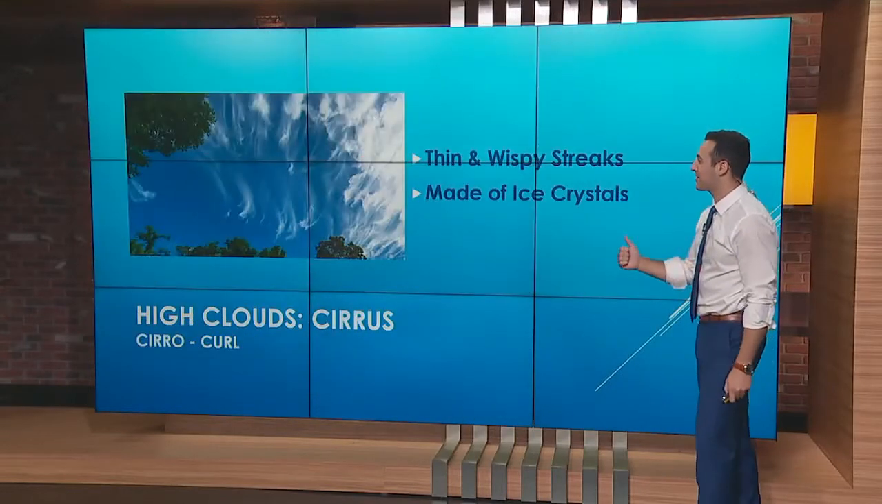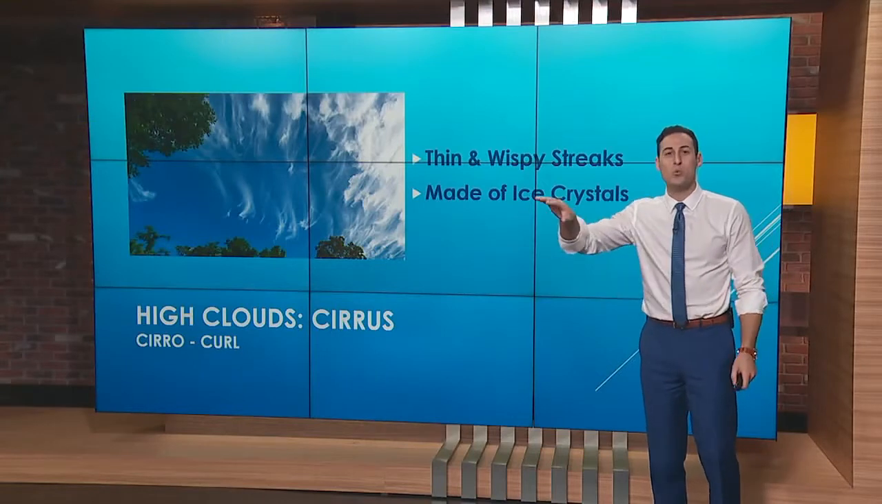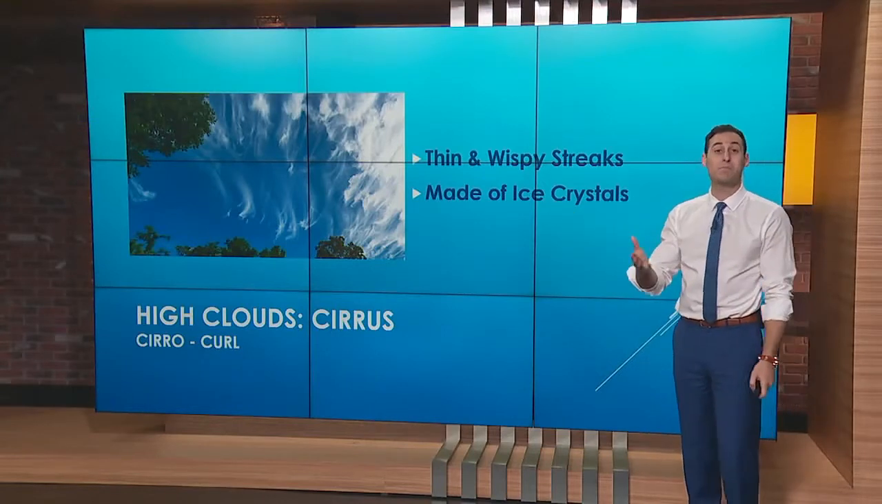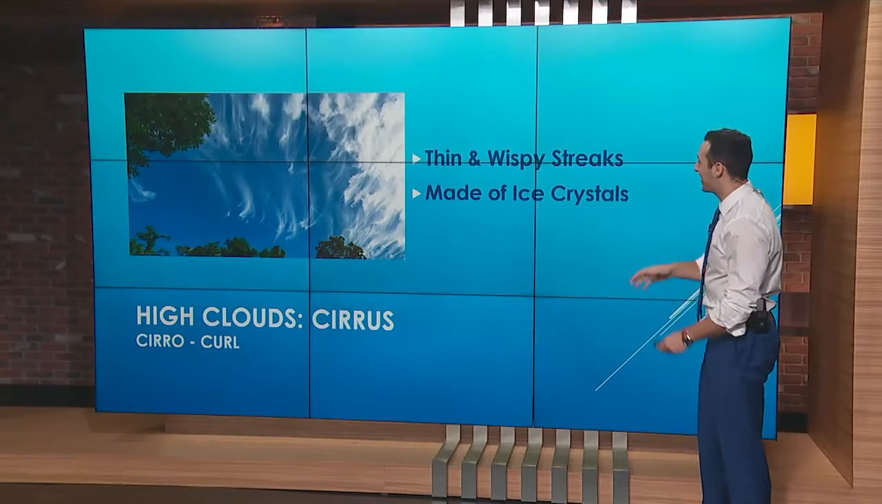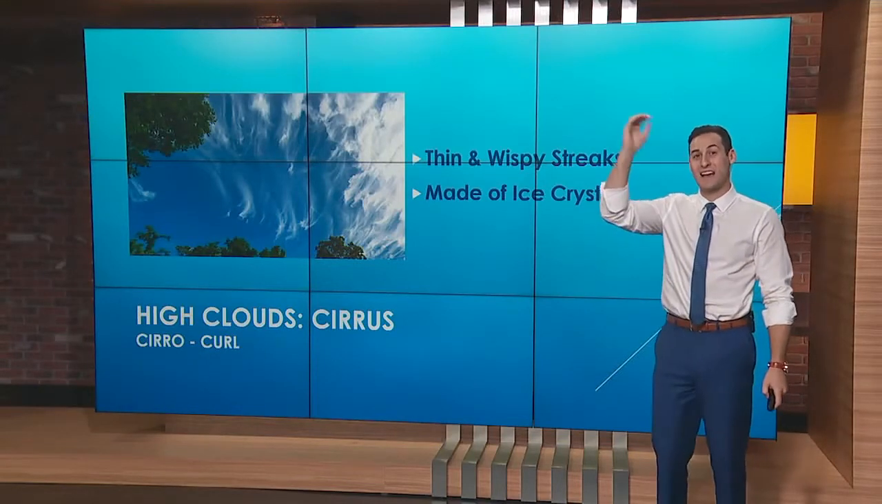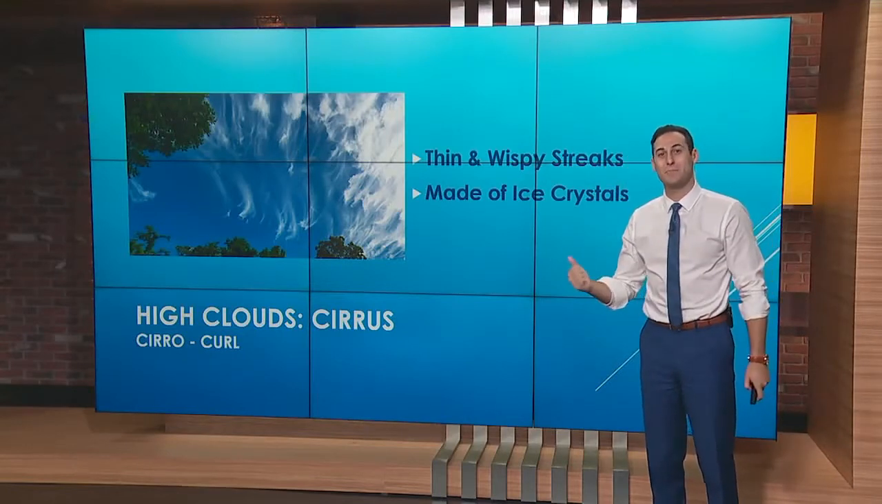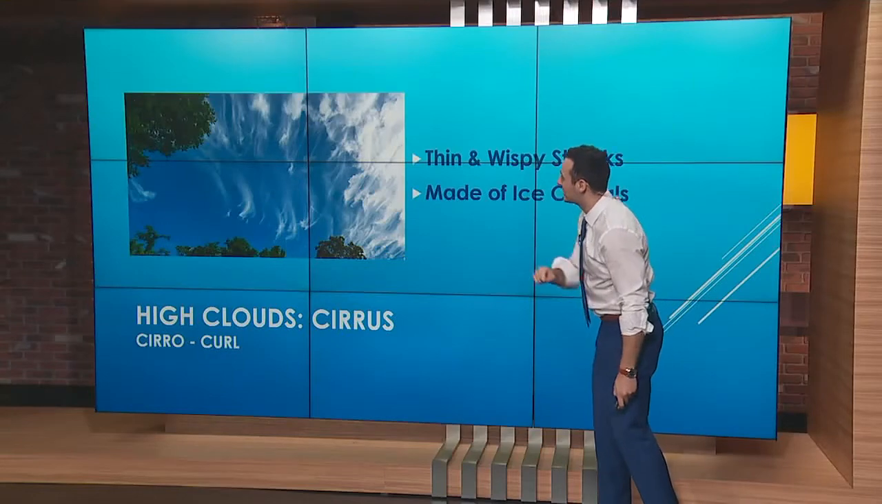The first one we're talking about is cirrus clouds. These are really easy to identify in the sky. They're the thin, wispy streaks, some called mare's tails. They look like horse tails, and they're made of completely ice crystals. So these aren't water. Since they're so up high in the atmosphere, it's so cold that it freezes those water particles and they become ice. So remember, these are called cirrus clouds.